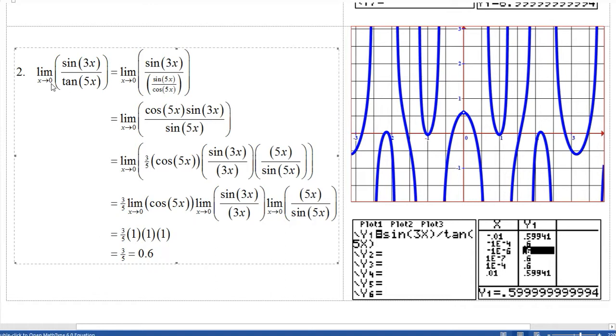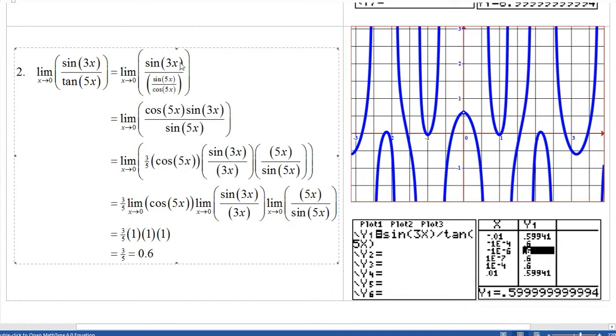The limit as x goes to 0 of sine of 3x over sine of tangent of 5x. Well, first of all, I'm going to rewrite tangent of 5x as sine of 5x over cosine of 5x using our basic quotient identity for tangent. So, when in doubt working with trig functions, it's often a good idea to just switch everything to sines and cosines if possible. And most of the time it is possible.